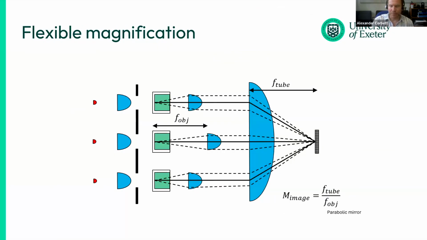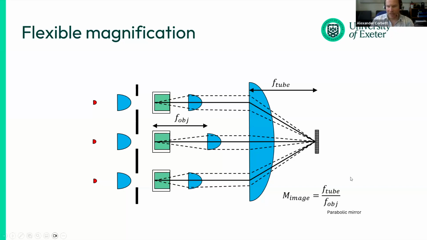Another flexibility that we have with the multiscope, if we go back to the original design, is that the magnification that we see on the camera is just the focal length of what is effectively the tube lens, which is the focal length of the parabolic mirror, to the focal length of the objective. So these objectives are placed one focal length away from the sample, and they don't necessarily need to be the same for each well. So you could have a well-to-well variation in magnification, should you choose.